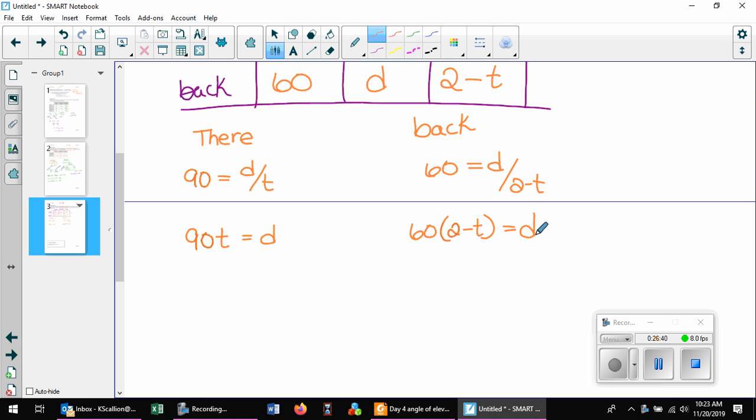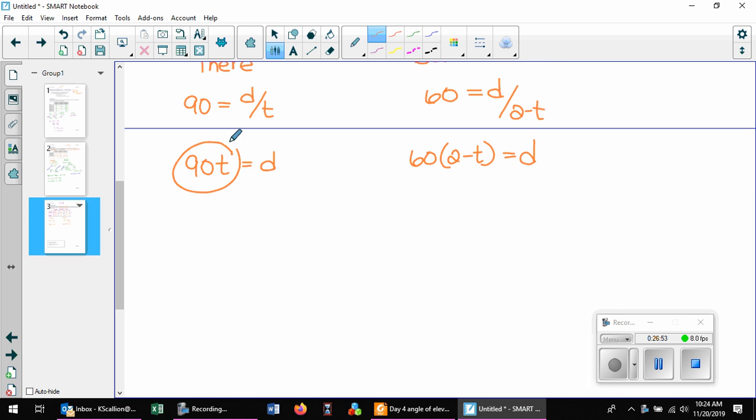How do you guys feel about that? That's not hard, right? This one I promise will work. Okay, so they're both equal to D. We set them equivalent to each other. So we are going to set these parts equivalent. So 90T is equal to 120 minus 60T.